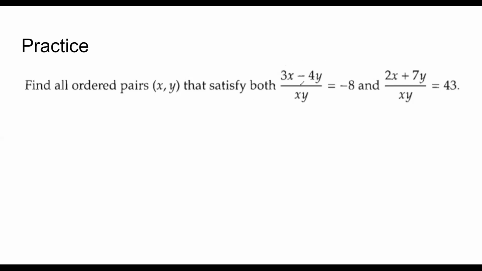So when you're looking at this question, the first thing you want to try to do is get rid of this. This just looks really bad in a fraction. You have a 3x minus 4y in a numerator, and here you have a 2x plus 7y. So anyone have an idea of how we can get rid of this annoying numerator term? Can we try and get rid of the fractions first by multiplying? Yeah, so you want to multiply both sides by xy, right? So you get 3x minus 4y equals negative 8xy, and then you get 2x plus 7y equals 43xy.